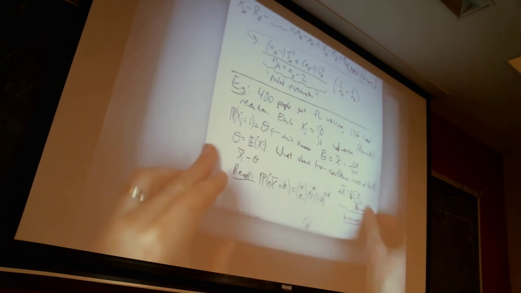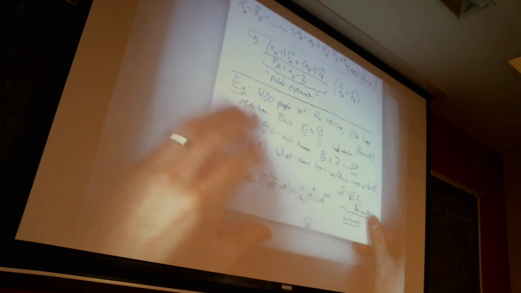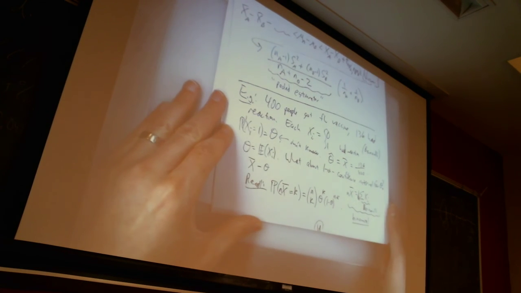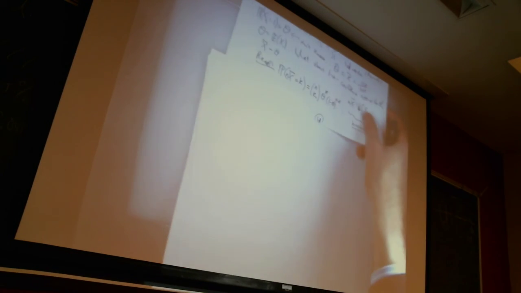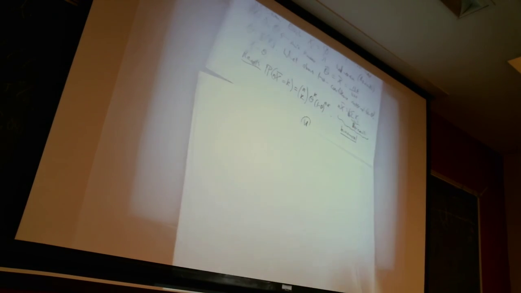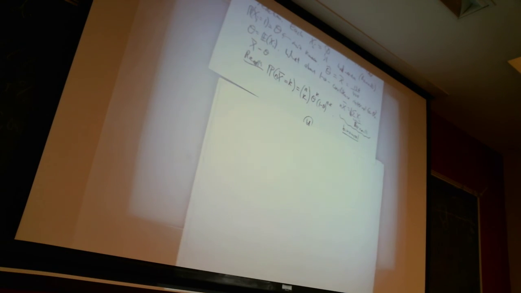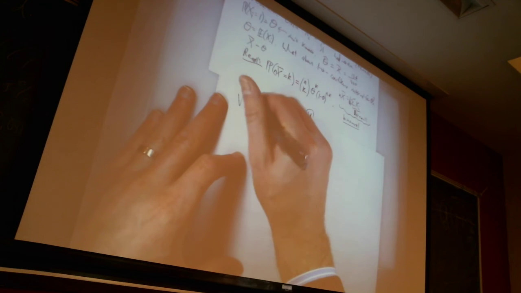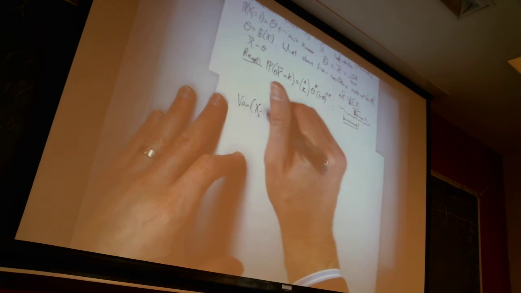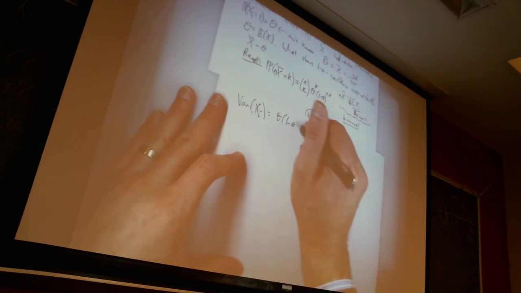Okay, so that's a Bernoulli. What's the variance of a Bernoulli? I'm sorry, what's the variance of a binomial, for which we need to know what the variance of a Bernoulli is? Okay, so if you don't know this, just redo this calculation. It's very fast. The variance of each Xi is theta times 1 minus theta.